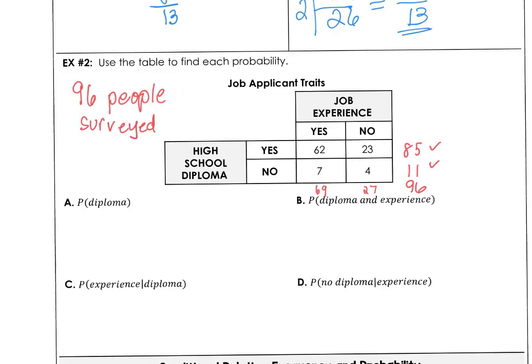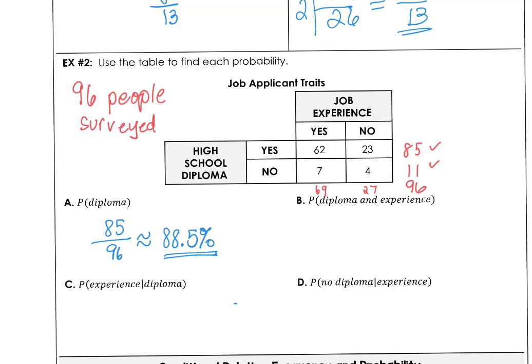In the first example, we want to know the probability that the person had a diploma. So we're looking for the yes in the diploma, and it looks like there are 85 people that had a diploma out of the 96 who were surveyed. So our probability is 85 out of 96. Using a calculator, we can see that about 88.5% of the people surveyed had a diploma.